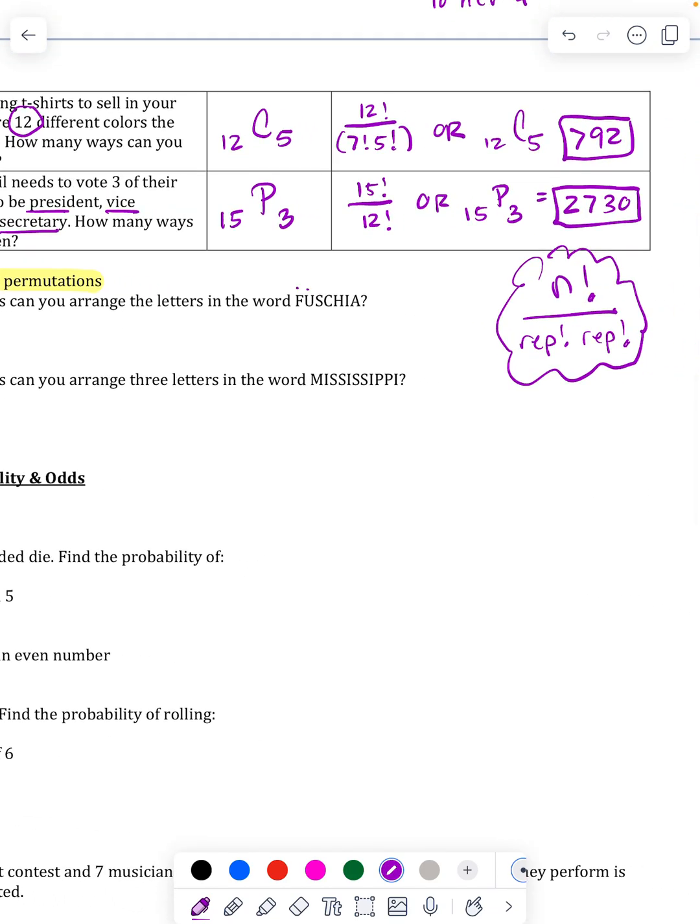Here I have 1, 2, 3, 4, 5, 6, 7 different letters that I could arrange. None of them are repeats. So 7 factorial is my answer. Like I would have 7 options, then 6, 5, 4, 3, 2, 1. So that one is pretty straightforward. I would have 5,040 ways to rearrange those letters.